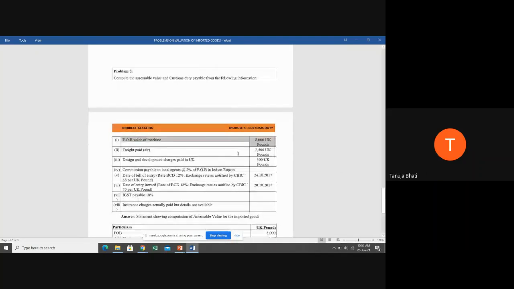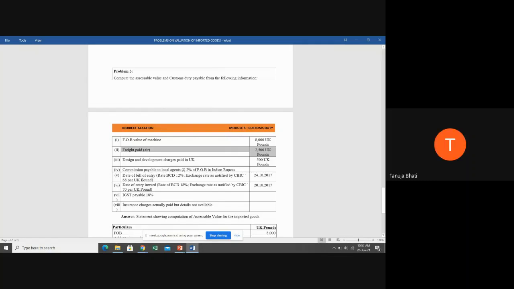Okay. Freight paid through air 2,500 UK pounds. What is to be done? Quickly, students. It should be added to FOB as per customs. But tell me, should I add 2,500 UK pounds? No, ma'am. Then 2,500 we have to convert to Indian rupees, or 20% of FOB value, whichever is less, we have to take.